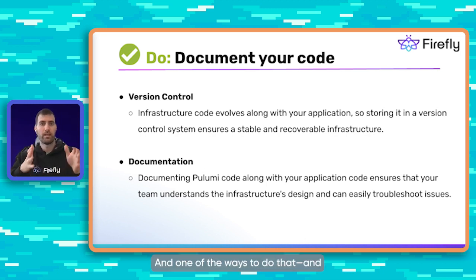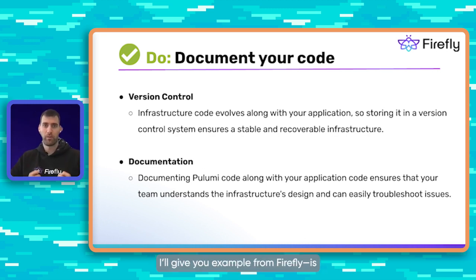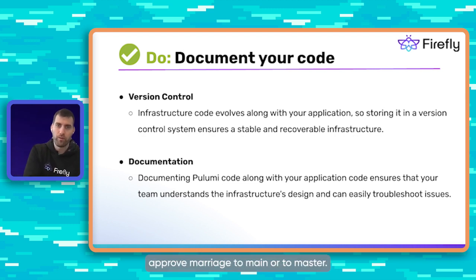And one of the ways to do that, I'll give you an example from Firefly, is when an engineer wants to change any infrastructure, he or she can create a dedicated side branch, push the commits into this branch, and the code owner should review the changes and approve the merge to main or to master.